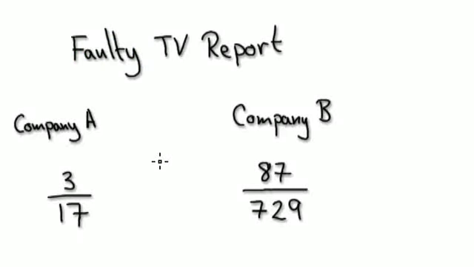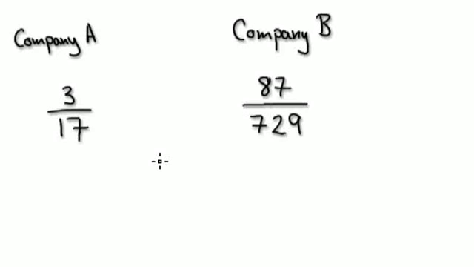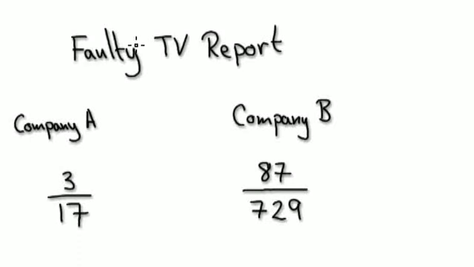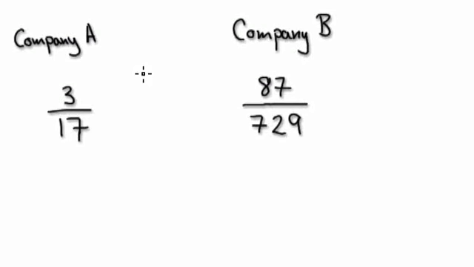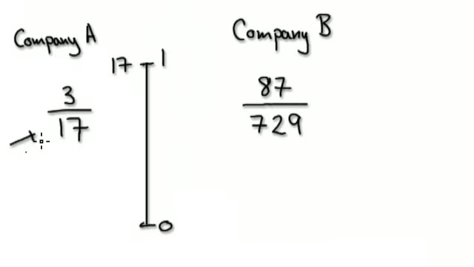So let's draw a diagram to see what's going on here. So remember, this is faulty. Our diagram would represent number of broken TVs, if you like. So let's draw our diagram. So this is 0, 1. 1 would represent our whole thing, which is 17. Remember, this is our whole thing here. 0.5 is around here. Well, 0 here.